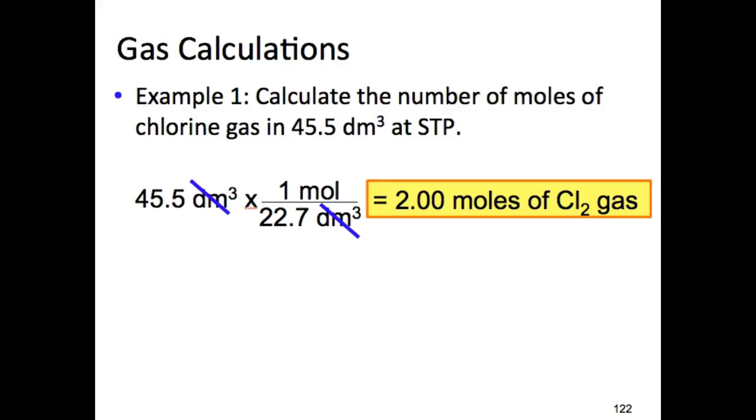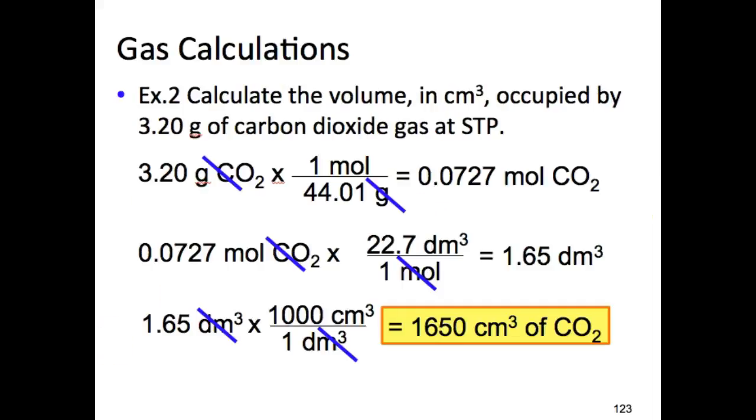Let's look at an example of how we could apply the molar volume of a gas to a stoichiometry or mole problem. First example: calculate the number of moles of chlorine gas in 45.5 decimeters cubed at STP. The decimeter cubed value is telling you the volume, and we're at STP. Whenever you have a gas at STP, we know the molar volume is going to be 22.7. So you start by writing your given, 45.5 decimeters cubed. We multiply by 1 mole over 22.7 to get our decimeters cubed to go away, and we're left with 2 moles of chlorine gas.